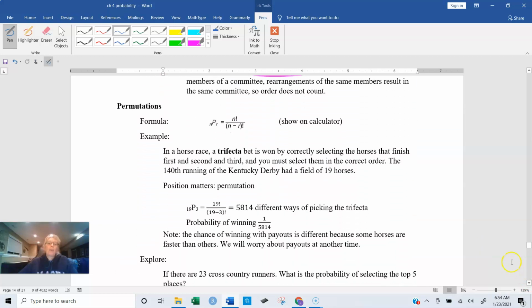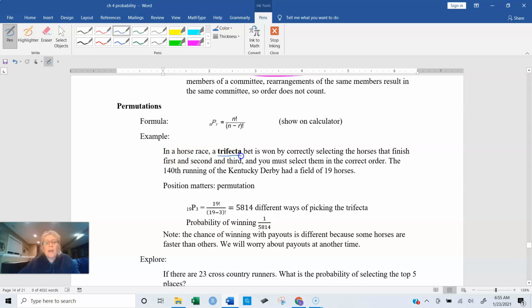To find a permutation, it's nPr is how this is read. N things, all right, permutation of r. So how many of them are we choosing? So n factorial is the total of people I get to choose from. And n minus r factorial is the total minus how many I want. Okay, let's give this an example.